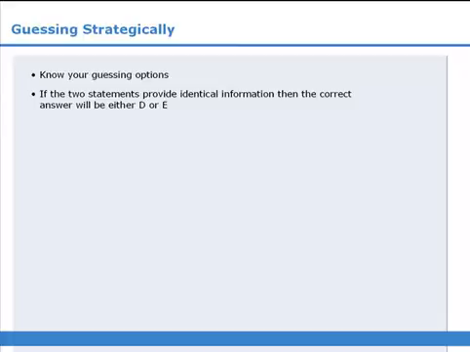So to summarize, if you are forced to guess on a data sufficiency question, be sure to know your guessing options, which can be deduced by using the elimination method. Also, if the two statements provide identical information, then the correct answer must be either D or E.